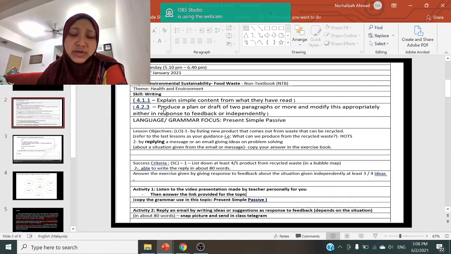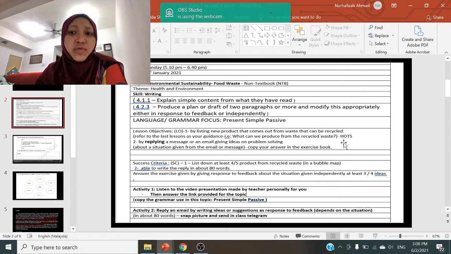In lesson 4 for writing, all of you must be able to explain simple content from what you have read. If you look at objective number 1, by listing new products that come out from waste that can be recycled. You can refer to the last lessons as your guidance. For example, what we can produce from the recycled waste, like paper or boxes.